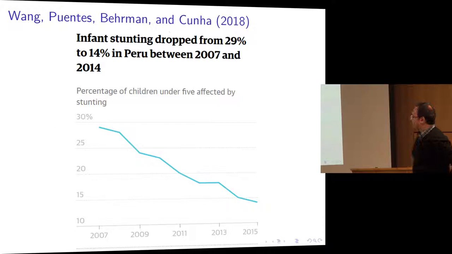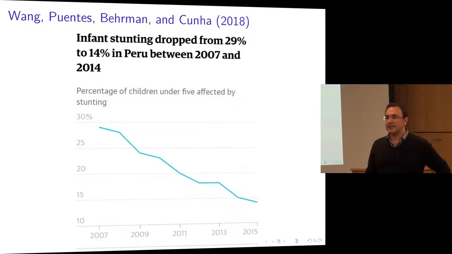And in the last 10 years, Peru, which had a very high rate of stunting, went from about 30% to about 15% stunting rates. In a period of 10 years. How is it that they did this?